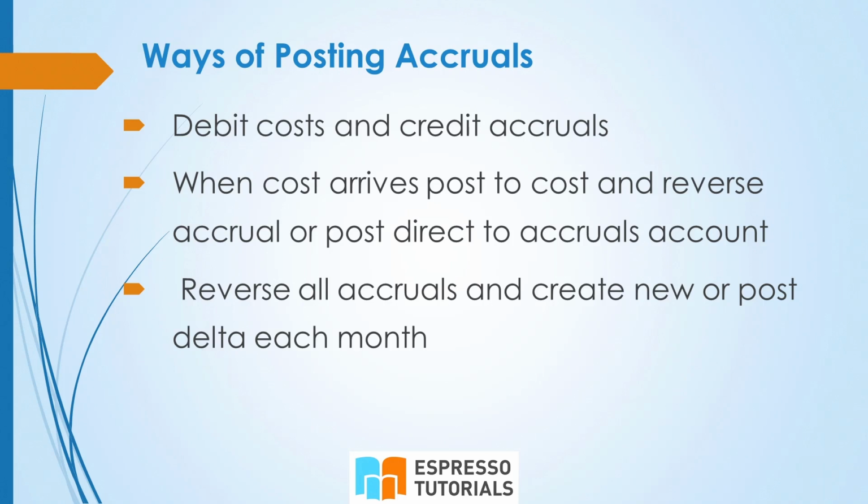During period 2, if you receive the invoices for the first accruals, you have the option of posting them to the normal account and adjusting the accrual account accordingly, or posting them directly to the accruals account. At the end of period 2, if you haven't already adjusted the accruals, you then have the option of automatically reversing all the accruals and creating a new one, or just posting the delta.